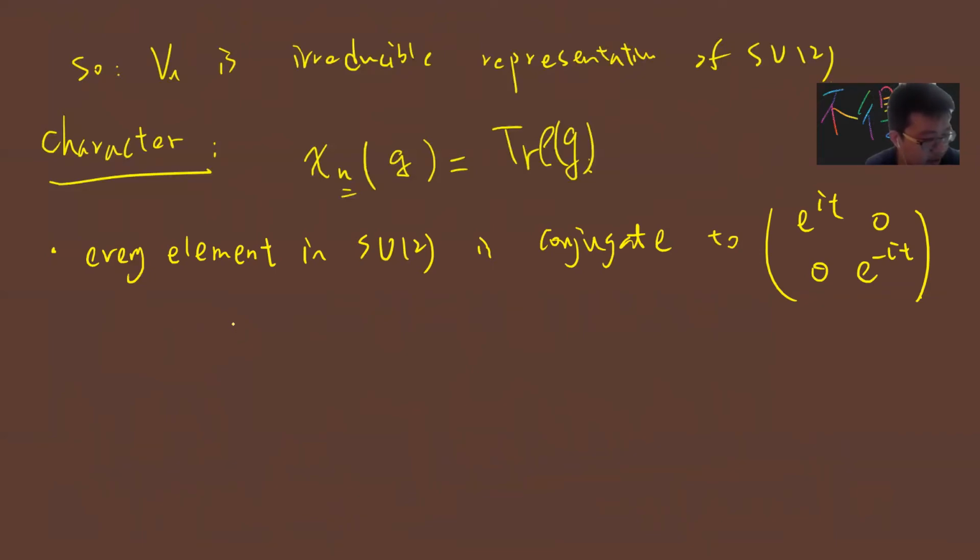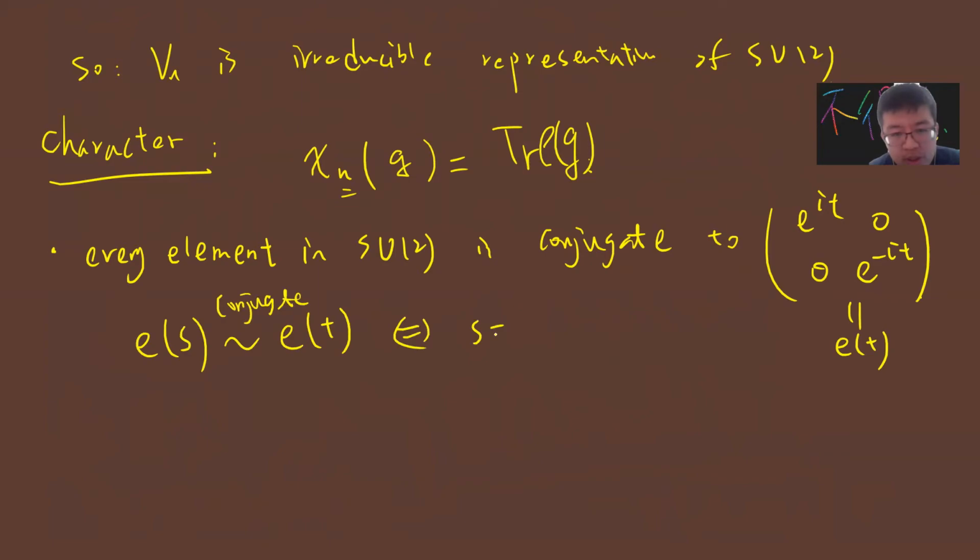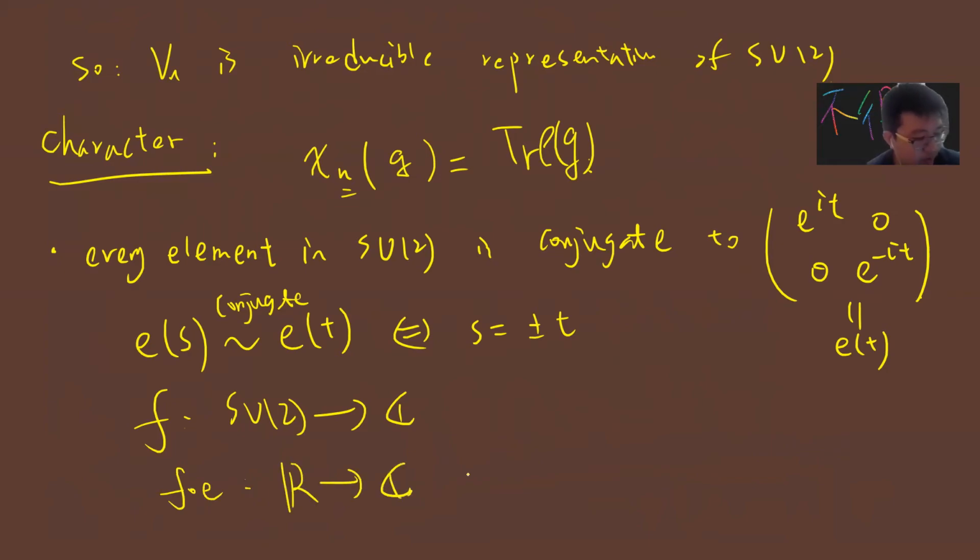So let's call this e(t), and then you can check that e(s) is conjugate to e(t) if and only if s is plus or minus t. It means if you have a function f from SU(2) to the complex numbers, then you can compose this function with this e. It becomes a function from the reals to the complex numbers. But it's fine, let's work on this.